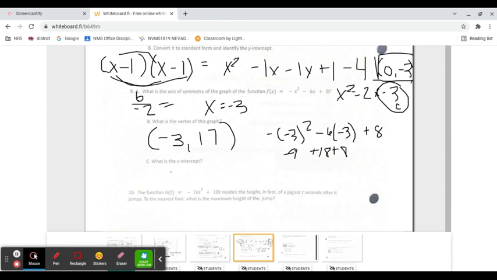What is your y-intercept? Y-intercept always starts with a 0 and is whatever your C is. So if C is 8, it would be 0, 8.